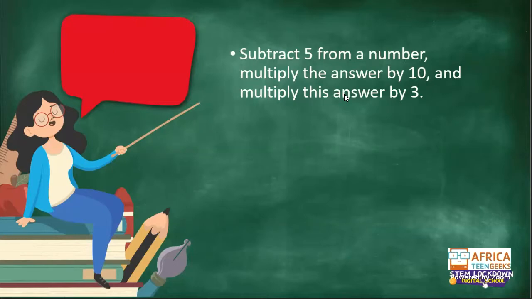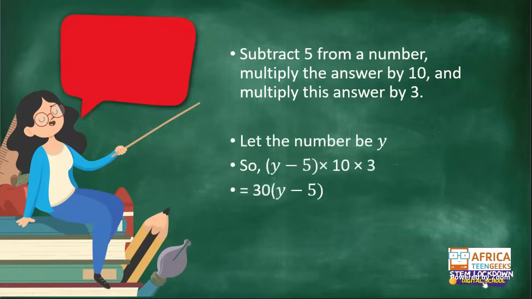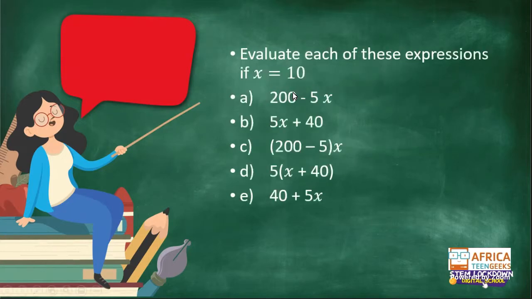Yes, sir. Let me show you what the answer will be. The answer will be, if the number is y, y minus 5. Then you subtract 5 from the number and then you multiply the product by 10, and thereafter you multiply the answer by 3. So meaning that your answer will be 10 times 3 there, which will be 30, and then the answer will be 30 into y minus 5. And that will be your expression there. And then, of course, the next one is here. I want you to evaluate each of these expressions if x is 10.